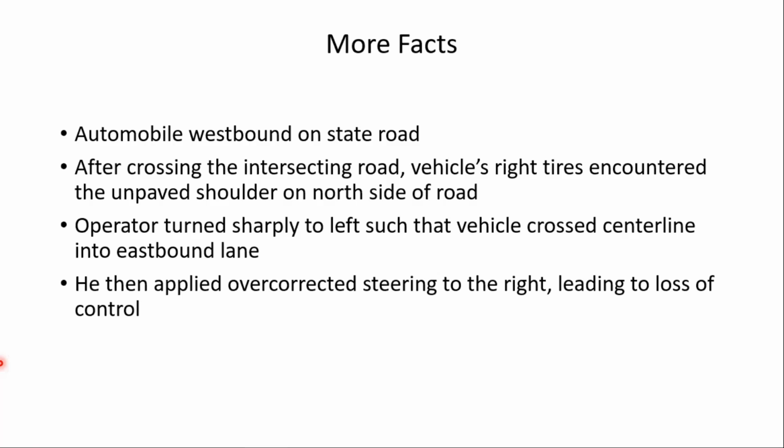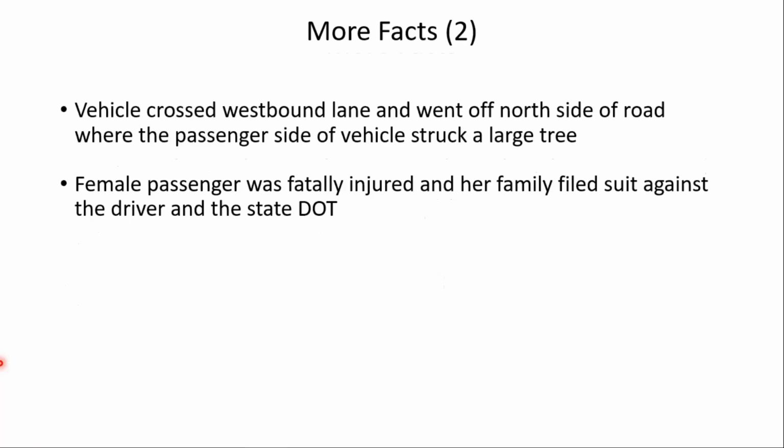And so the vehicle crossed the center line into the eastbound lane, and then the driver tried to overcorrect by going back to the right, and that led to loss of control, and the vehicle kind of spun around and eventually struck a large tree. The passenger side struck the tree, and the female passenger who was riding with the operator was fatally injured in the crash. Her family filed suit against the driver and the state DOT. So they were the two defendants.